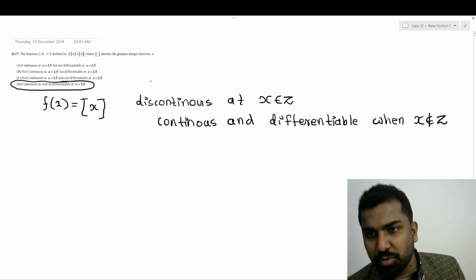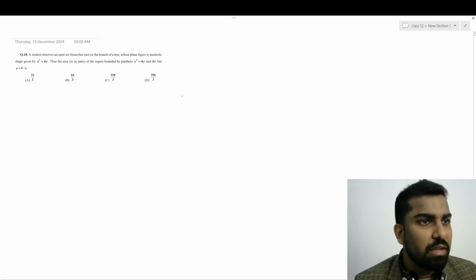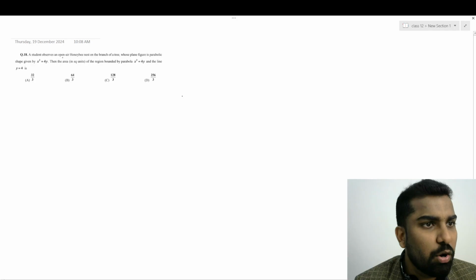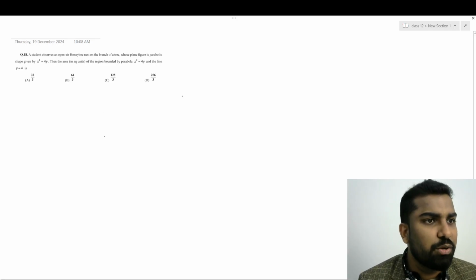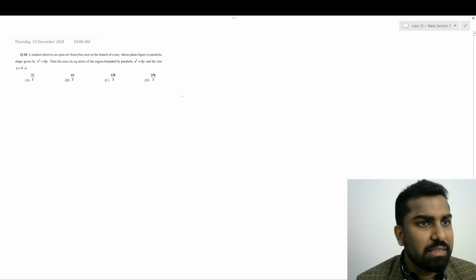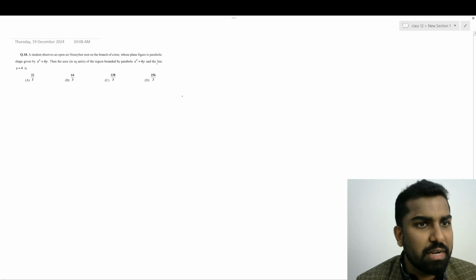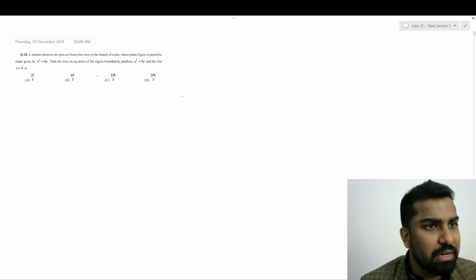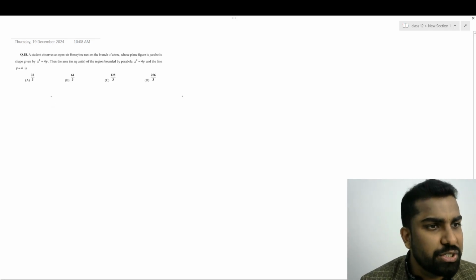Okay, so now let's go for the next question. A student observes an open air honeybee nest on the branch of a tree whose plane figure is a parabolic shape given by x square equal to 4y. Then the area of the region bounded by the parabola x square equal to 4y and the line y equal to 4. Okay, so this question is from AOI, application of integral.